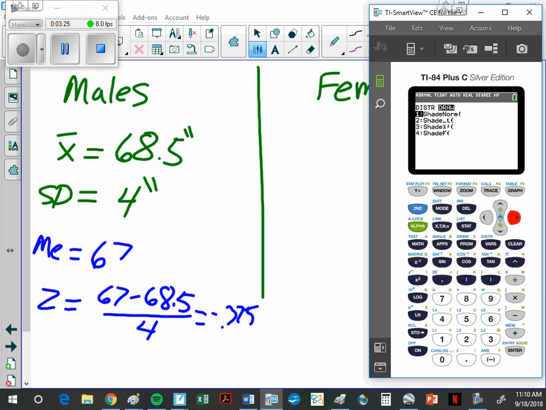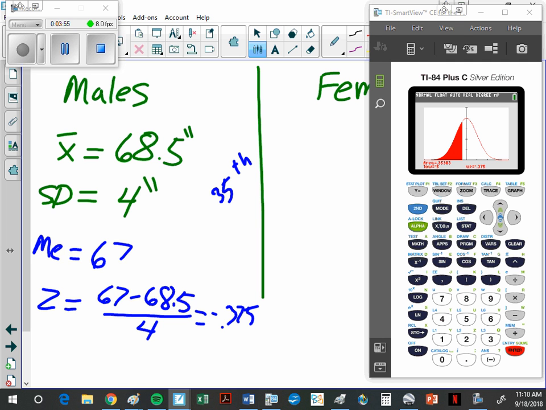So, okay, shade norm. What am I going to shade norm? From negative 5 to negative 0.375, comma 0, comma 1. And this tells me that with my made-up average and my made-up SD, I am the 35th percentile. Which means what? Out of 100 people, I'm taller than 35 of them.